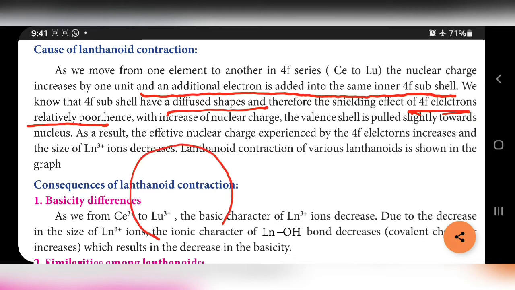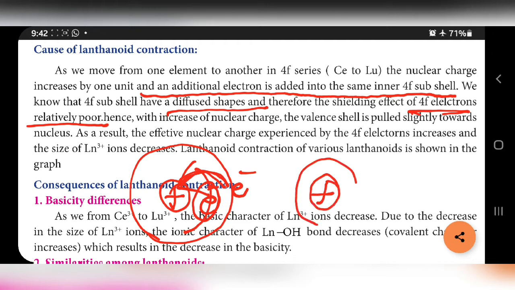See here, this is the atom, this is the nucleus. This is an inner orbit, here also an electron is there. If shielding of this electron is poor, then attraction between the nucleus and the outermost electron increases. Attraction increases means the nucleus pulls the electron, so that the electron comes closer to the nucleus. The electron comes closer to the nucleus means size decreases.